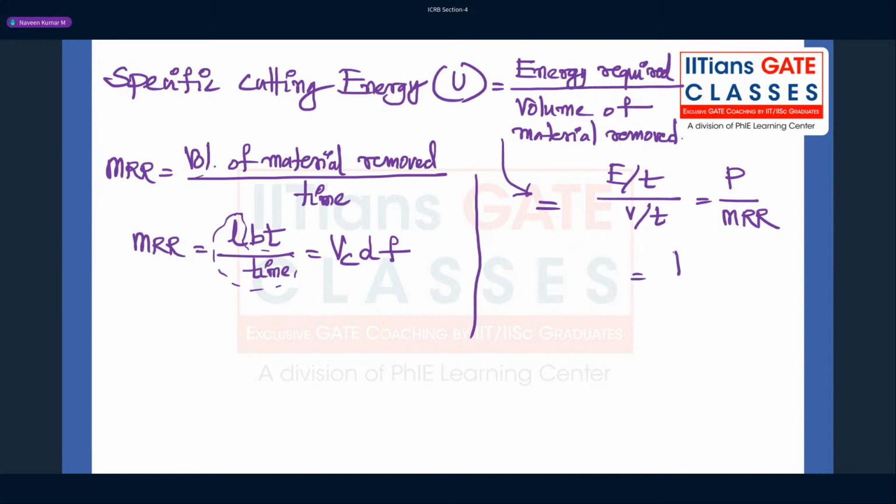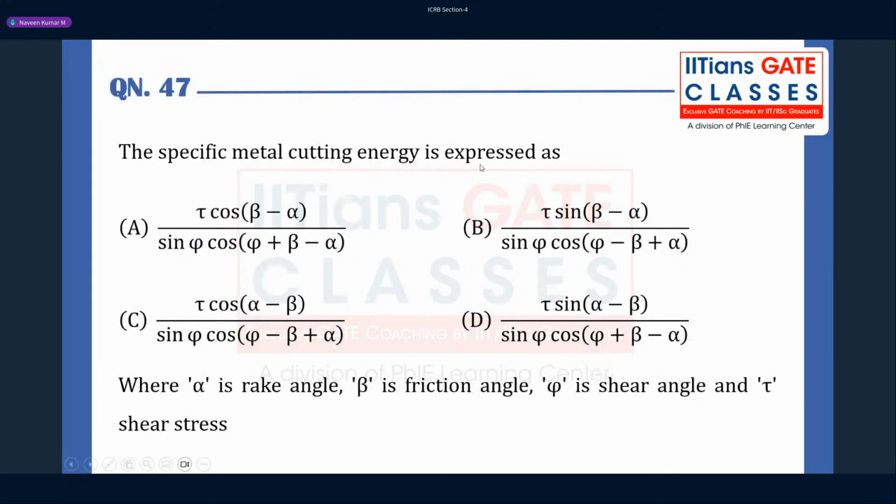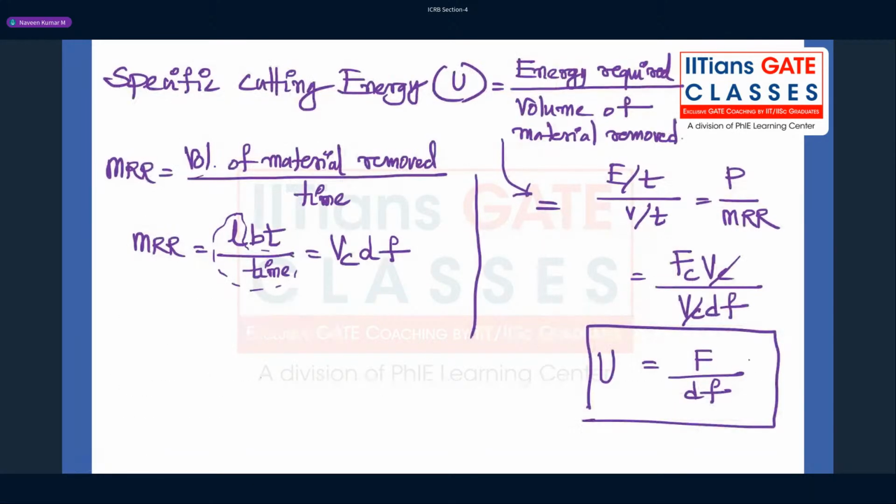Power is nothing but cutting power. Cutting force into cutting velocity divided by MRR, cutting velocity into depth of cut into feed. This gets cancelled. F by depth of cut into feed will give you the specific cutting energy. So we have the formula. They're asking this formula, and please remember this is cutting force.